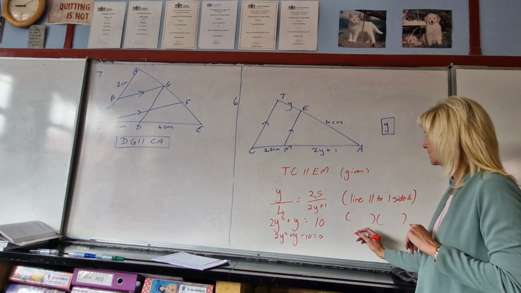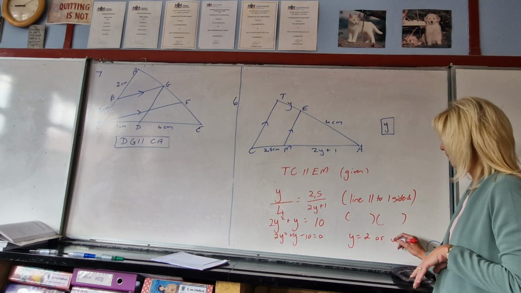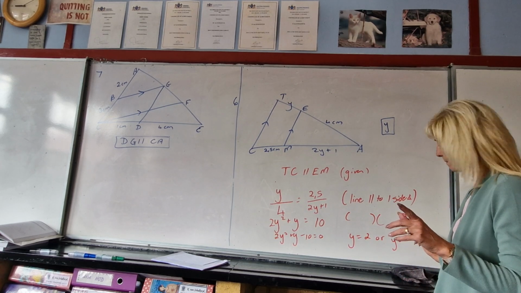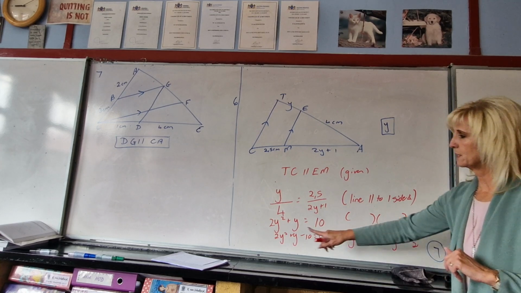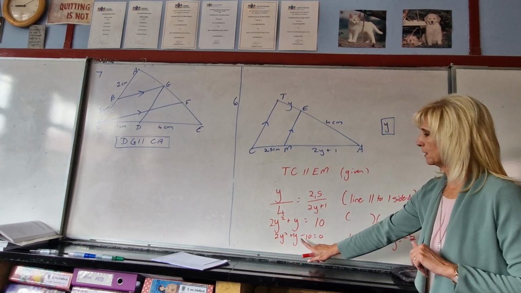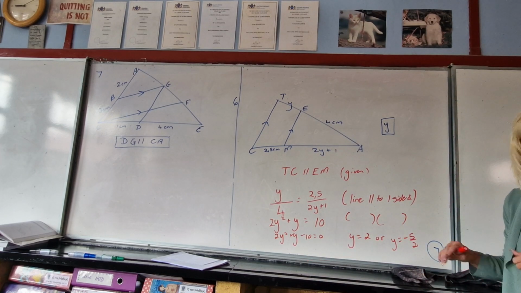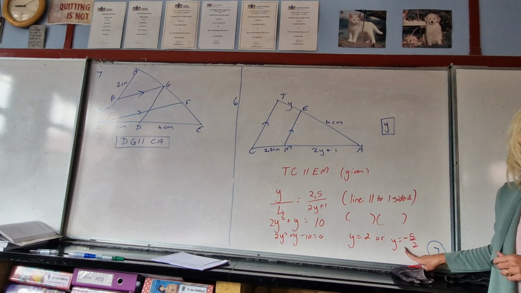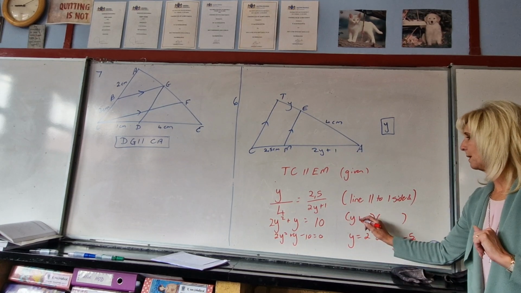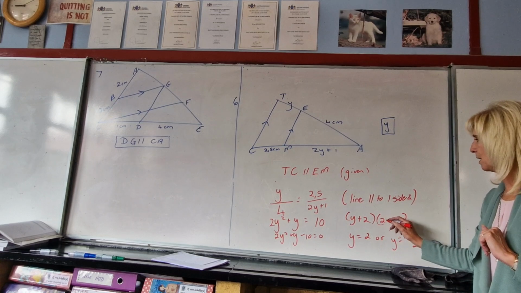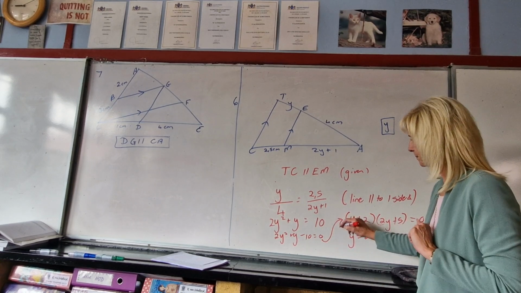Please give me the answers. Is y equal to 2 or y equal to negative 5 over 2? That your calculator would give you if you said a is 2, b is 1, c is negative 10 in the equation function to find your roots. Those are your roots. Please don't write x. Then this should have been y plus 2, and this should have been 2y plus 5 equal to 0.